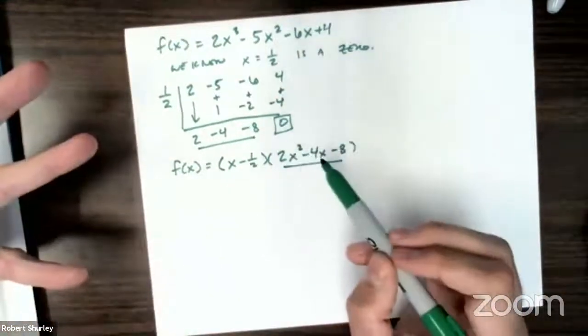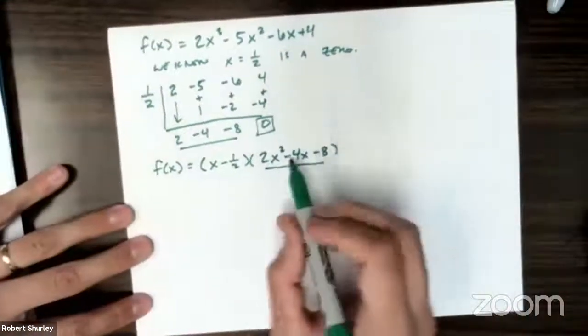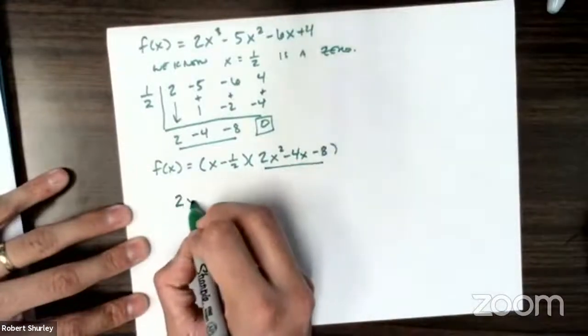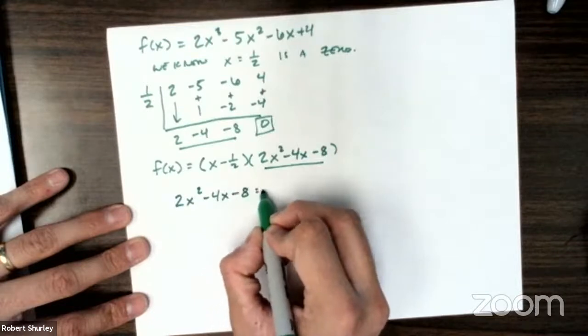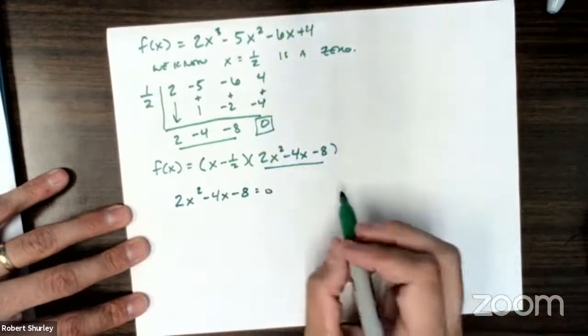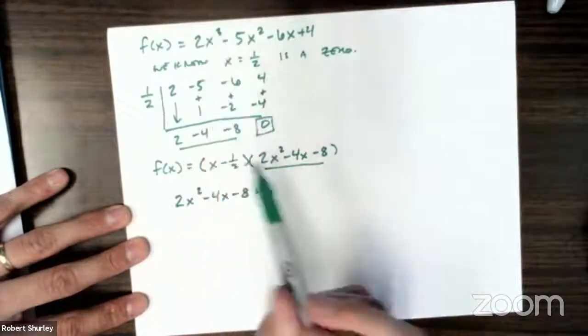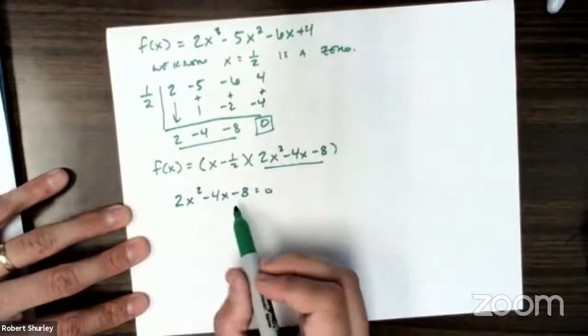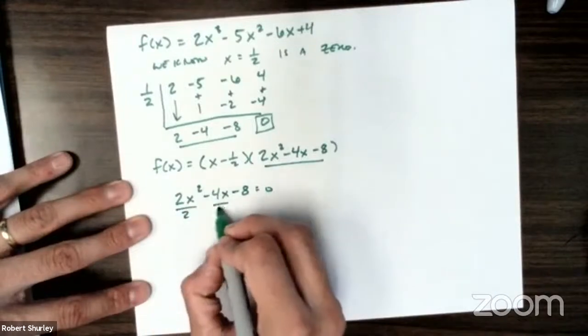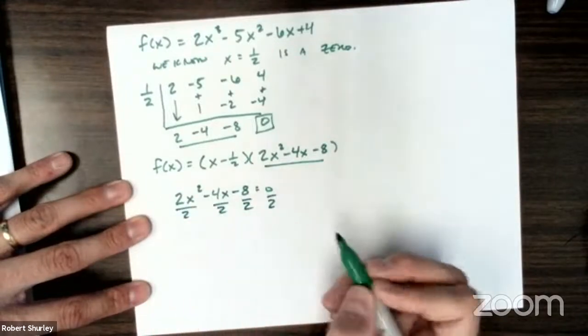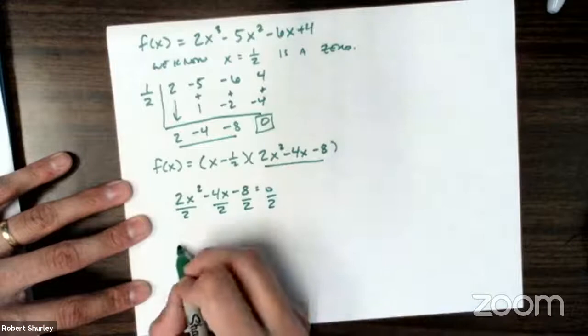You can try to factor this if you want. I'm not worried about it at this point. At this point, I know I can solve this quadratic, and it will tell me the last two zeros, right? I know one of them already. I got to find the last two. And if I'm going to solve this one, I'm going to divide everything by 2 because they're all divisible by 2, not because it's quadratic.